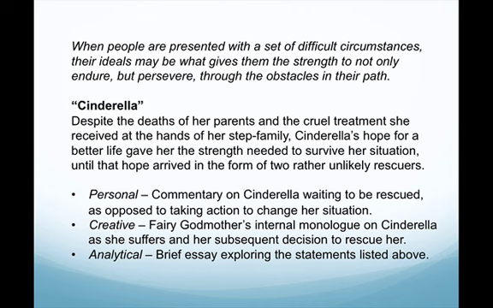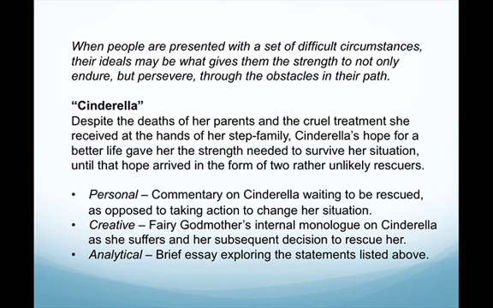So there is one possibility: commentary with your thoughts on this whole fairy tale structure. A creative perspective might be to write the fairy godmother's internal monologue on Cinderella, looking at her suffering and thinking about what she can do to rescue Cinderella from this situation. So you would be writing the fairy godmother's internal monologue.